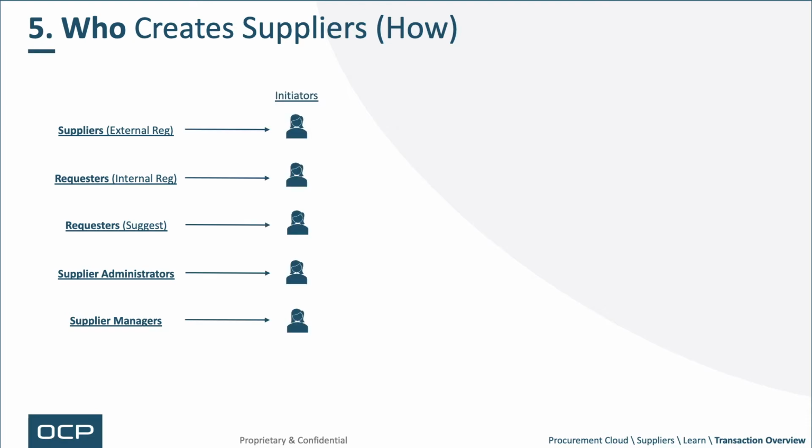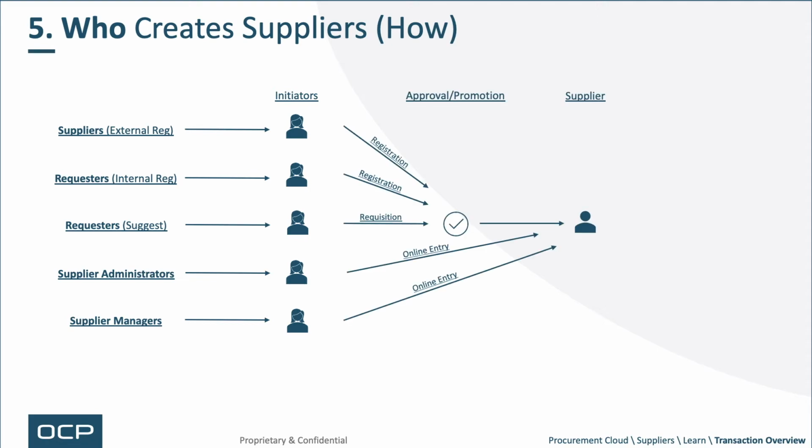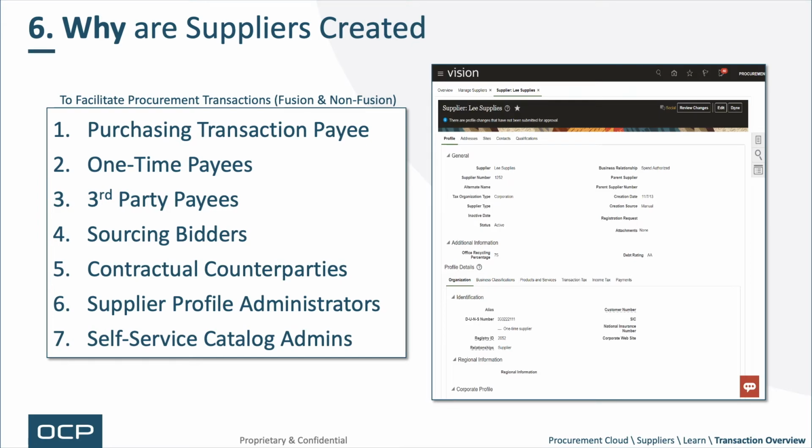So they would initiate the transaction. And so you see here a variety of different ways that a supplier gets created: registration, requisition, or online entry. But that's who creates the suppliers and how. Next up, or lastly, why are suppliers created? Well, largely to facilitate procurement transactions. And it could be in Fusion, doesn't have to be Fusion.